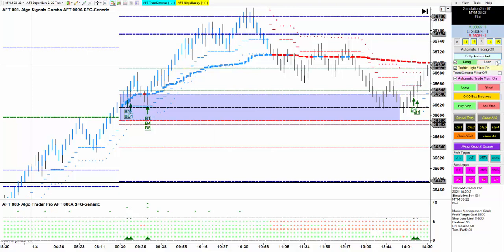So we unchecked this short box here. We leave only the long checked, and then we just turn the automatic trading on, fully automated, or if we set it to semi-autonomous or semi-automated here, what it'll do is just take, and we just choose the long side here, it will take only one long trade.